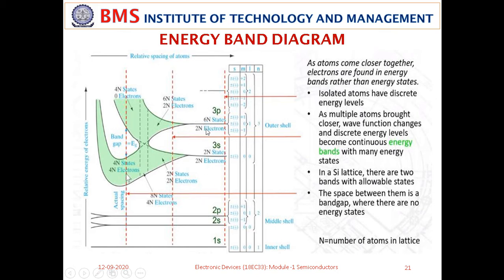Or multiple atoms are far from each other. When you are moving to the left side, that means you are just assuming that the multiple atoms are very close to each other. So the distance between the atoms is very small when you move to the left side, and the y-axis indicates the relative energy of an electron, that is, how much energy the electron has got. That's what the y-axis tells you.